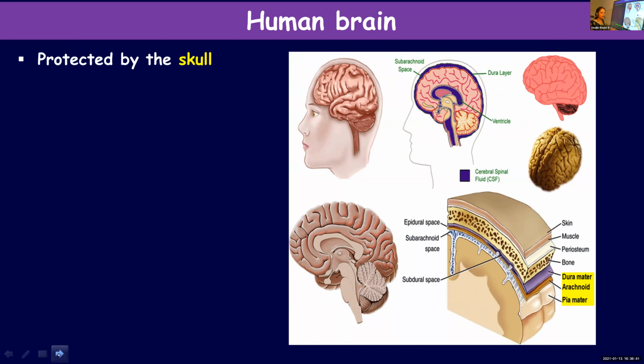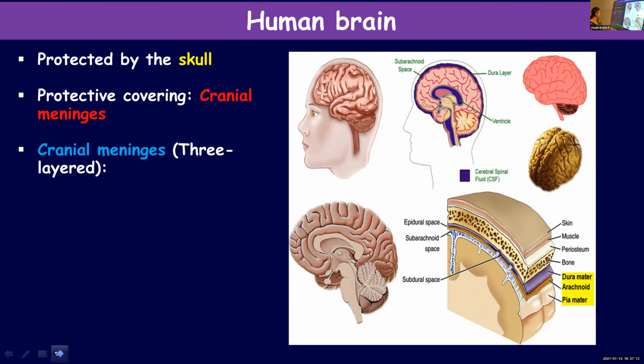Okay, our human brain, we all know human brain is protected by a skull, the skeletal part. Skull will protect your brain because brain is a very delicate structure. It is having protective covering. Apart from having a skull or cranium, they have some membrane covering also. You call it as cranial meninges. It is 3-layered. This cranial meninges is the protective membrane covering of your brain.